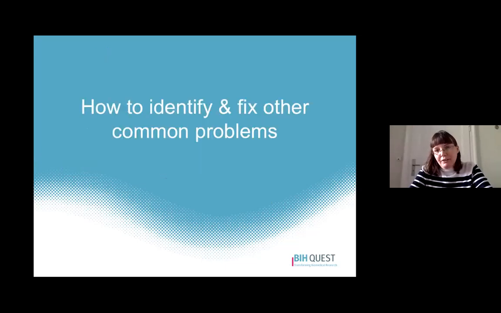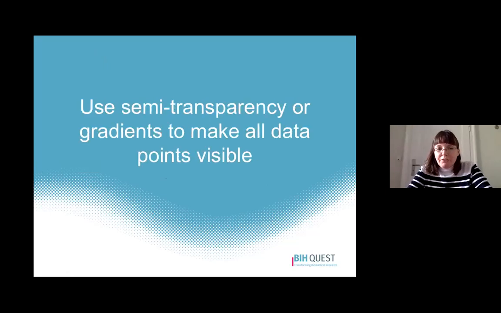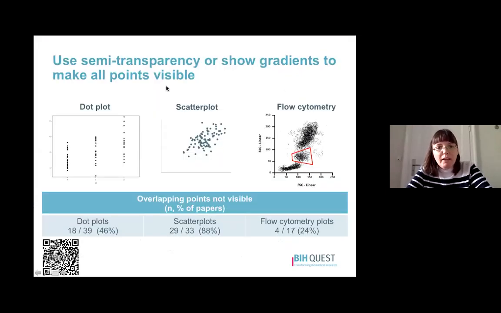I'm going to talk very quickly about a couple of other common visualization problems. The first technique that is helpful is using semi-transparency or gradients to make all of your data points visible. So it was along with the 2018 analysis that we did of peripheral vascular disease journals. And we found that when we looked at dot plots, 46% of them had this problem with overlapping data points, and you couldn't tell how many data points there were, or exactly what the distribution was.